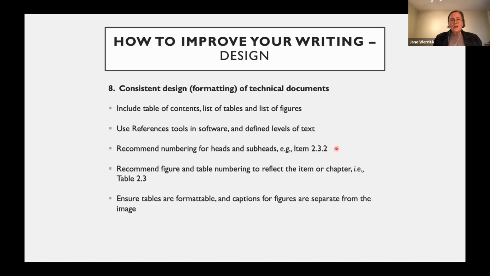I recommend that you use a numbering system for heads and subheads to remove confusion. For example, item 2.3.2 is the second subsection of the third section in item 2. And item 2 is just another way of saying chapter 2. I also recommend that the figure and table numbering reflect the number of the item or chapter. For example, table 2.3 is the third table in item 2.